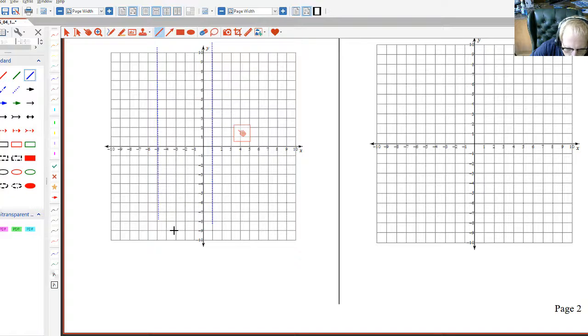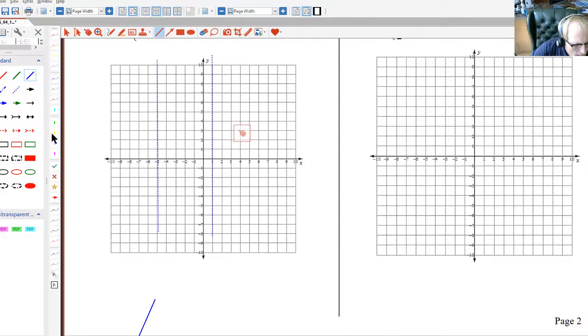Down 3 to the left 1, down 3 to the left 1, and then down 3 to the left 1. So it's going to go way down there. All right, and then for x less than -5, it's going to be like that.